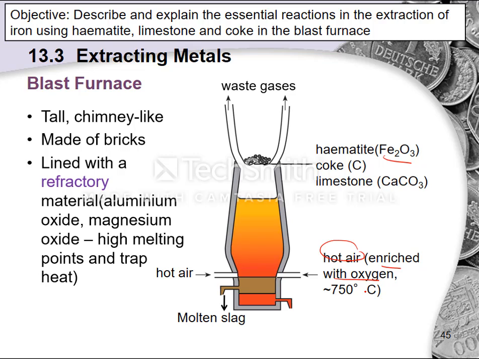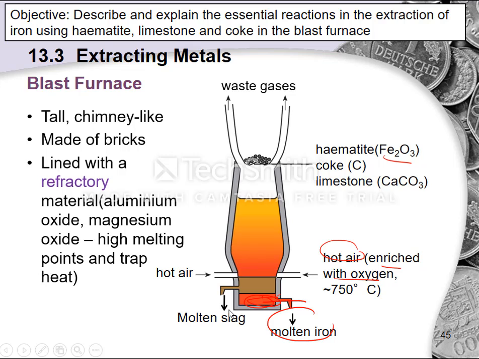Now look at the bottom. The molten slag is actually obtained on top of the molten iron. Molten iron is the bottom layer, and of course the molten slag is above the molten iron.